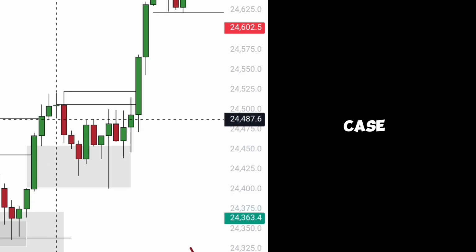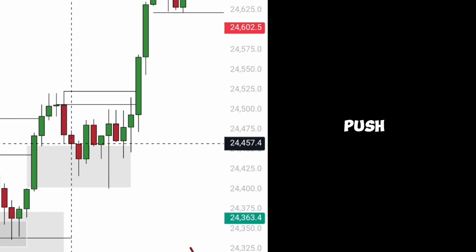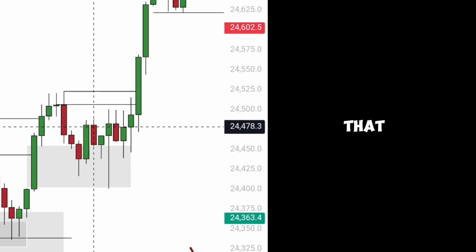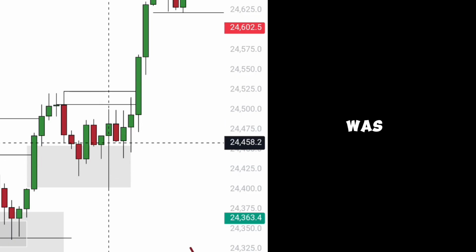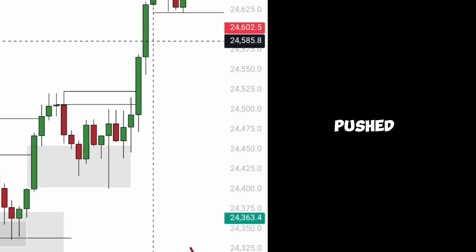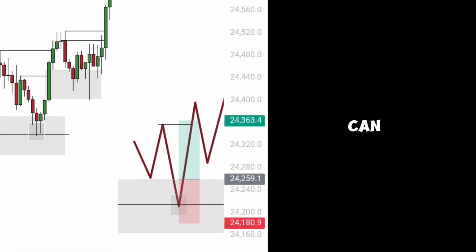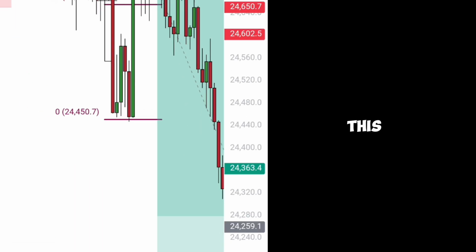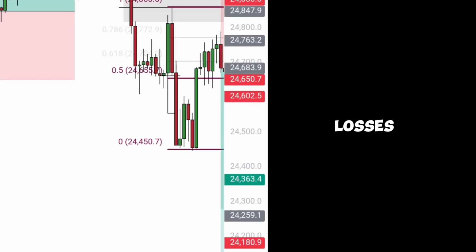all right, so in this case also we saw this push down, push up. We saw this candle that formed that low. It was taken out at this point. We had a little bit of retracement and then we pushed higher. So this is exactly how you can set your stop losses.